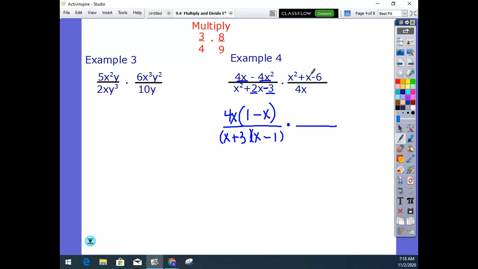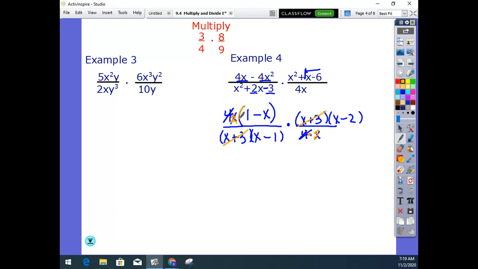times no GCF. X and X. Factors of 6 that subtract to get 1. Plus 3 minus 2. Now 4X is literally 4 times X. I see that 4 is a common factor, so I don't need to break it down anymore. This 4 cancels out this 4. This X cancels out this X. These are being multiplied, that's why I can cancel. X plus 3 cancels X plus 3.